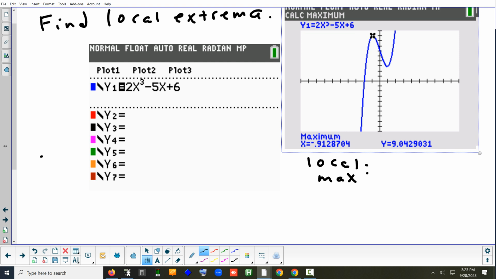9.04. Yes. The maximum itself is the y value. Where it occurs, that's the x value.